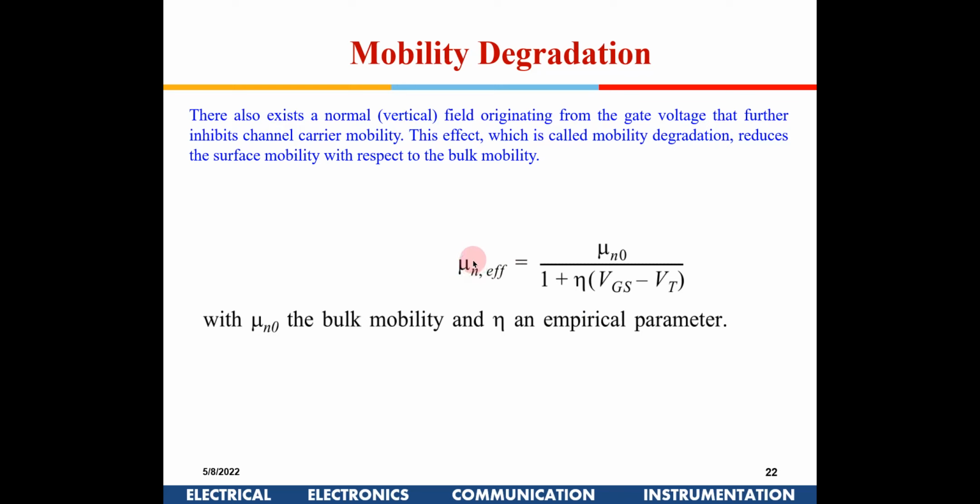Now mu n effective is again given by a modified formula, mu n divided by 1 plus theta times (VGS minus VT). That is, if you apply more VGS, it will create a vertical field which will degrade the horizontal mobility. So higher VGS will degrade the mobility, and this is theta. It is an empirical parameter, which will be given by the fab lab after doing statistical analysis from experiments. They find out the value of theta, and that is provided here. So the mobility gets degraded because of the VGS voltage, and the effective mobility gets modified in deep submicron devices.